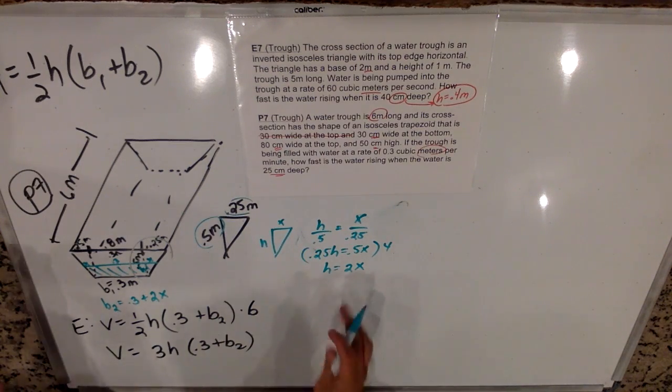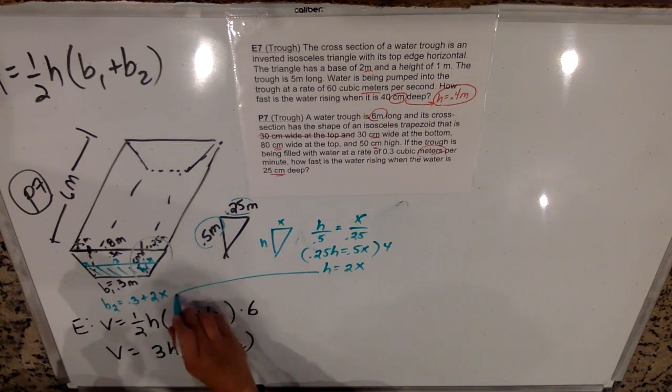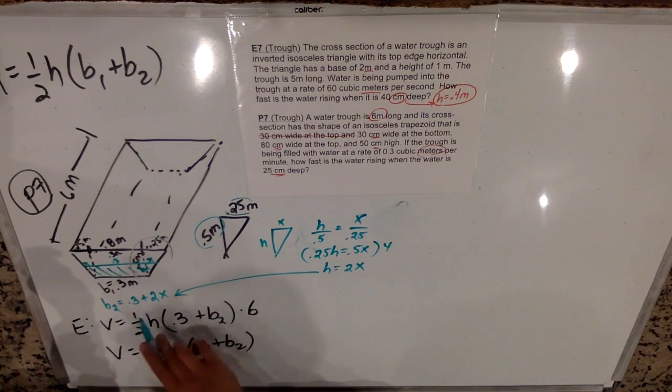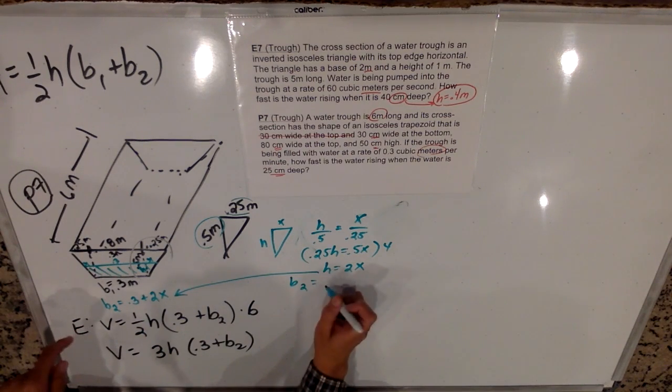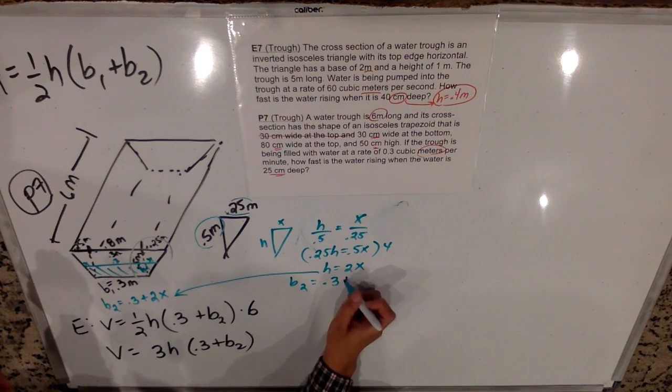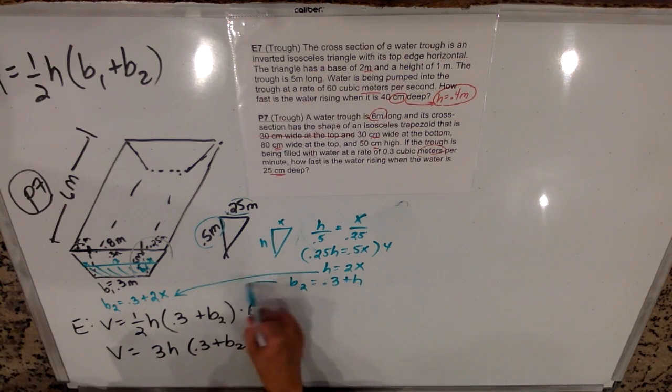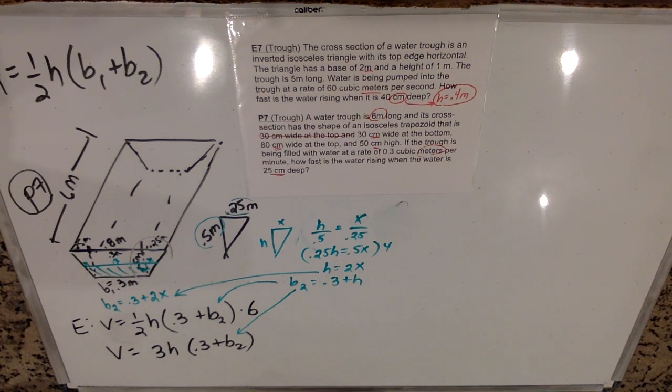Okay, so the reason that's useful is, I figured out that base 2 was actually 0.3 plus 2x. So I could replace base 2 with 0.3 plus h. And that's going to solve my problem of needing an auxiliary equation. Again, these trough problems are really hard. Don't panic if you're hating this. It's completely normal. I don't think you're going to see a lot of related rates problems that are this difficult.